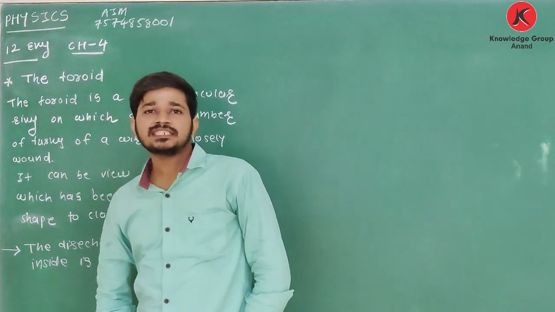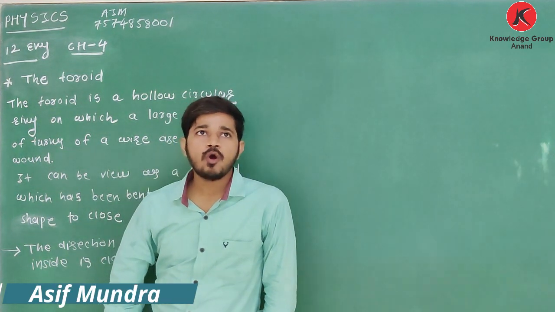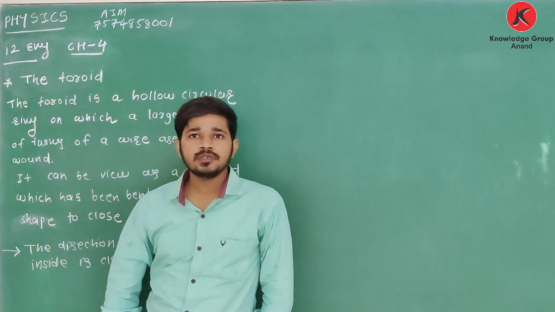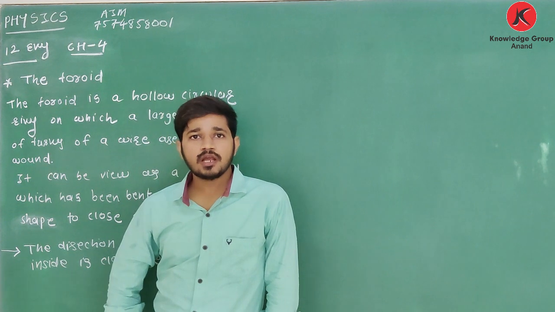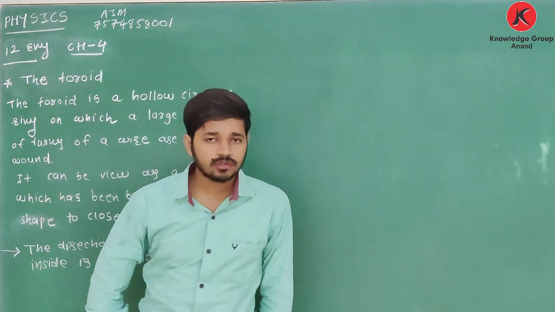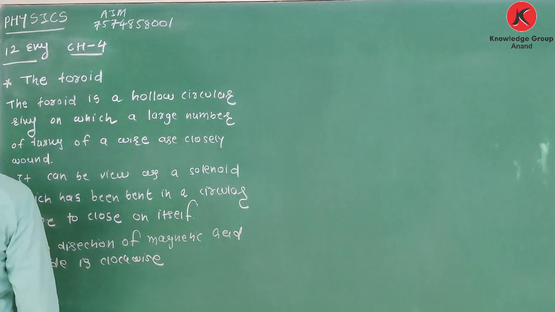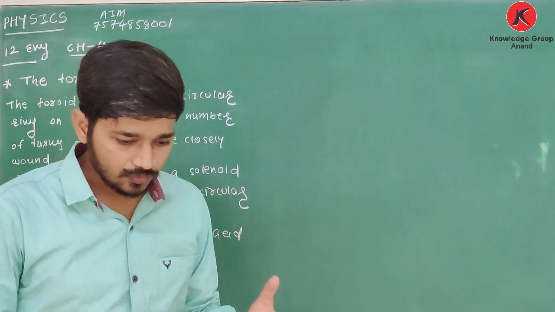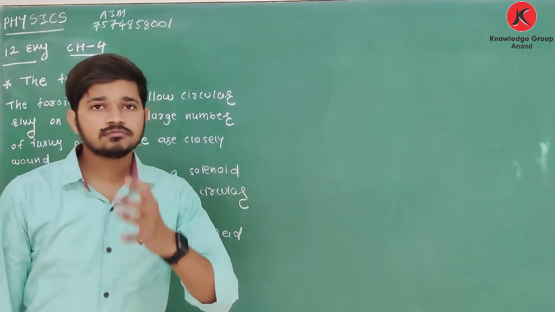Chapter 4, Moving Charges and Magnetism. In the last lecture, we discussed what a solenoid is, how a solenoid is formed, how it works, the magnetic field inside a solenoid, and its equation. Now, today we will see the toroid. What is a toroid? Again, it is used to obtain a magnetic field.